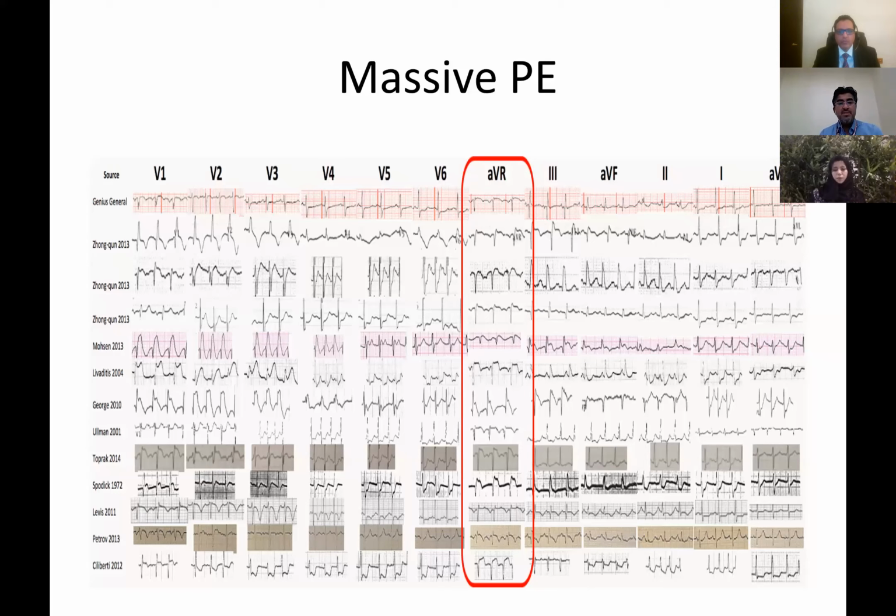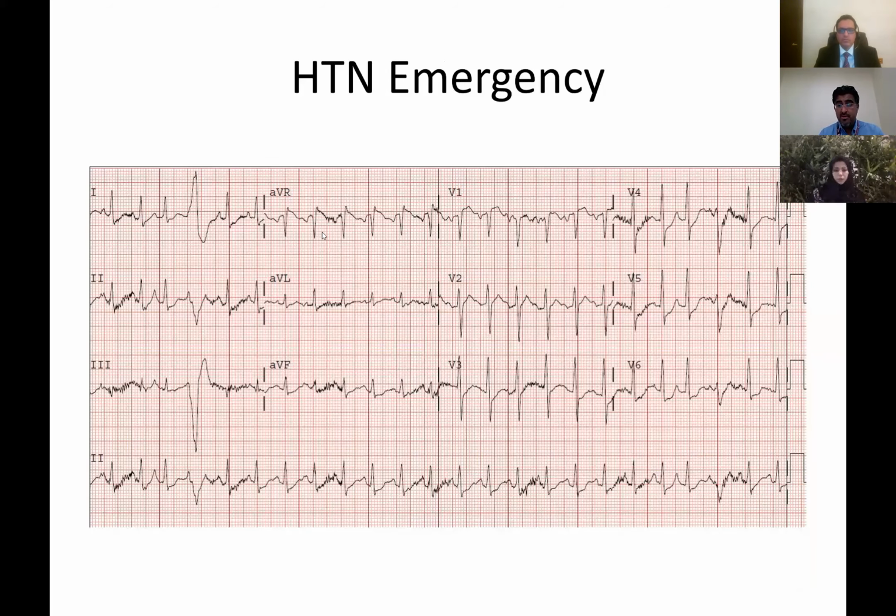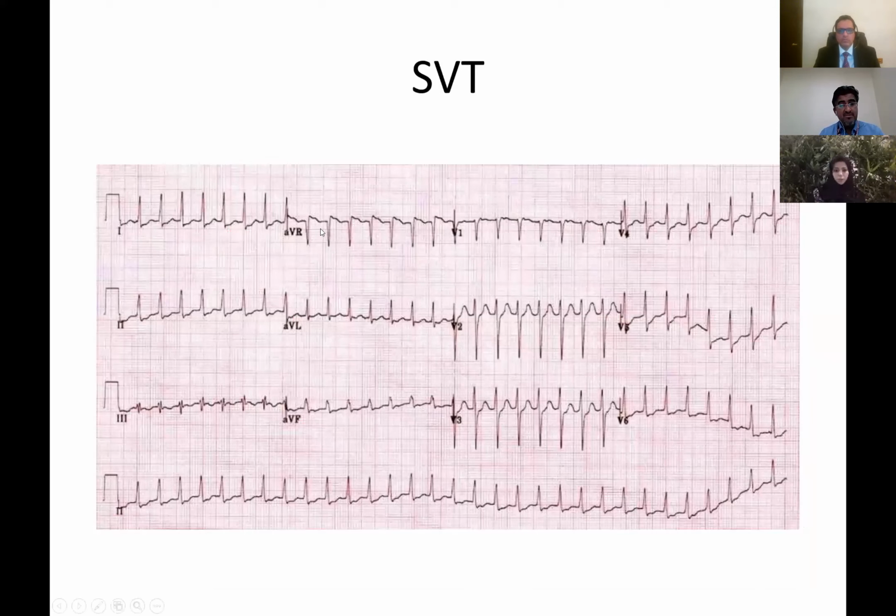Hypertensive emergency can sometimes cause some ST segment elevation in aVR. Simple thing, SVT, where we don't look carefully at the aVR. Next time you have an SVT patient, look at their aVR. They do have ST segment elevation in aVR with ST segment depression elsewhere, and it doesn't mean ischemia.